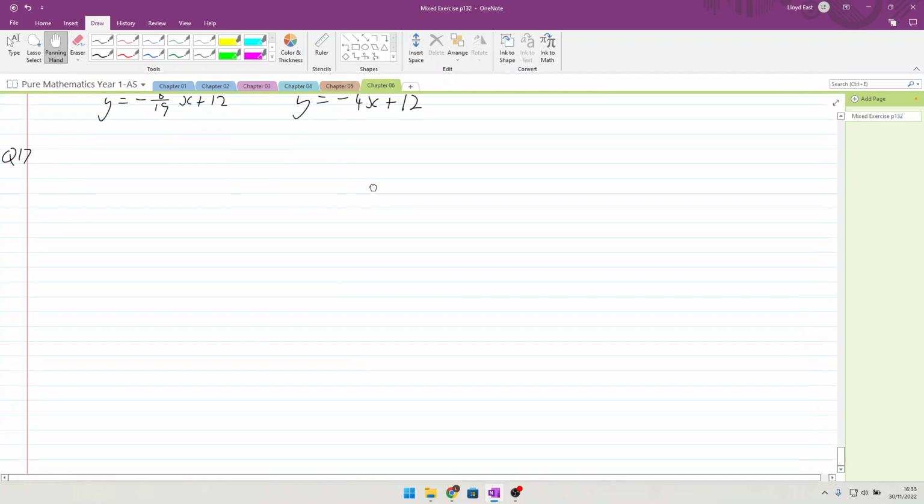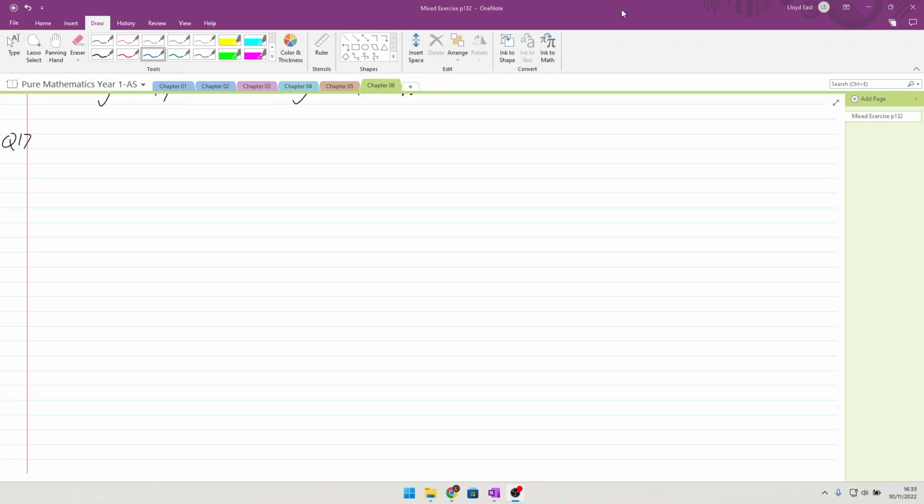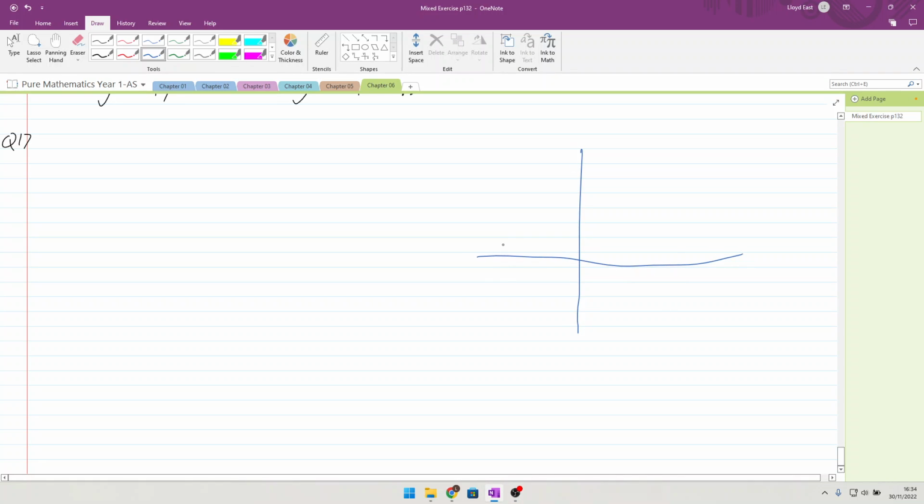17. Okay, 17. Points A and B are on a circle with center C as shown in the diagram. Okay, so they've given us a diagram. Okay, and we have, what do we have? Okay, so one diagram like that.